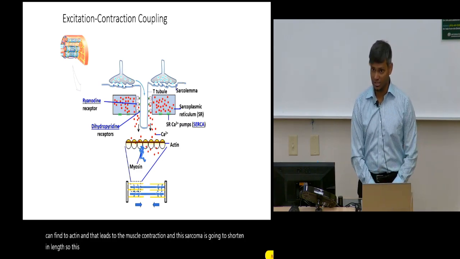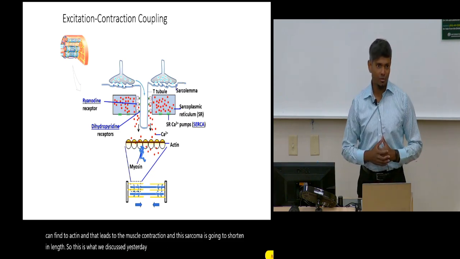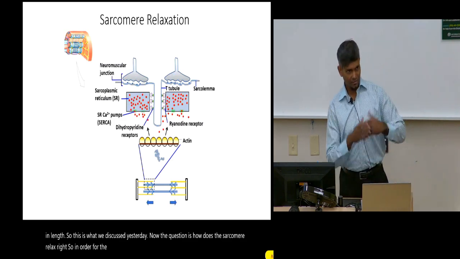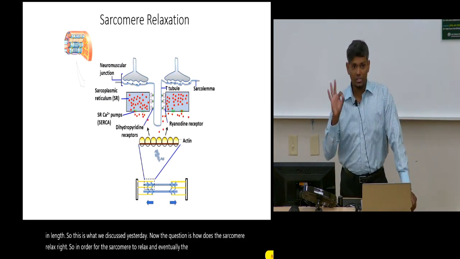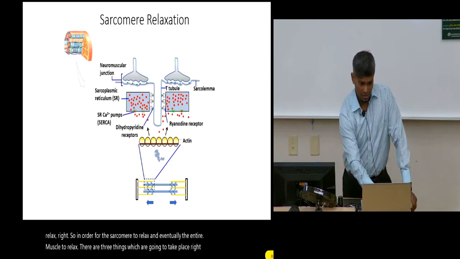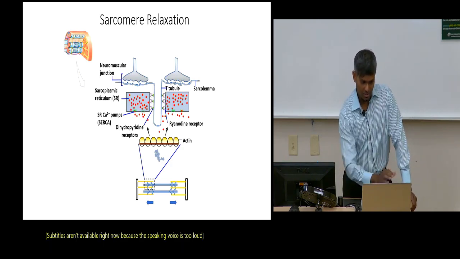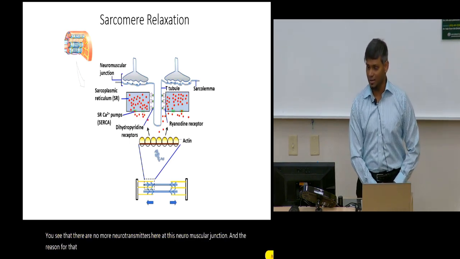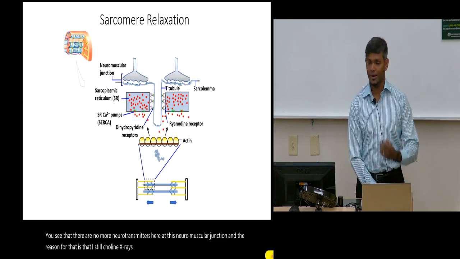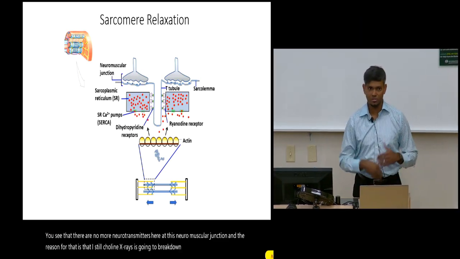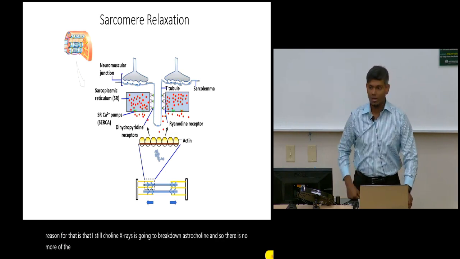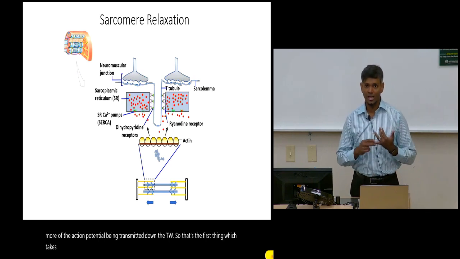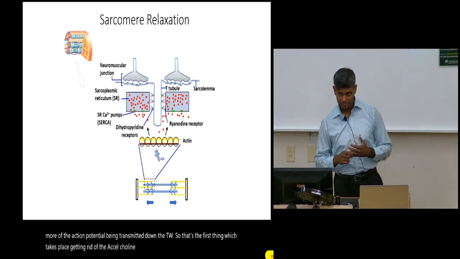So this is what we discussed yesterday. Now the question is, how does the sarcomere relax? In order for the sarcomere to relax and eventually the entire muscle to relax, there are three things which are going to take place. First, you see that there are no more neurotransmitters here at this neuromuscular junction. The reason for that is that acetylcholinesterase is going to break down acetylcholine, and so there is no more action potential being transmitted down the T-tubule. So that's the first thing which takes place, getting rid of the acetylcholine through acetylcholinesterase.